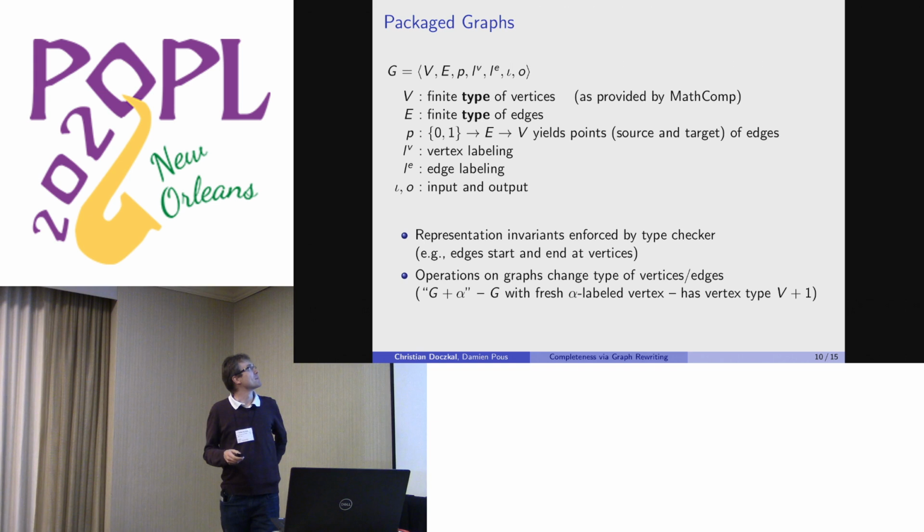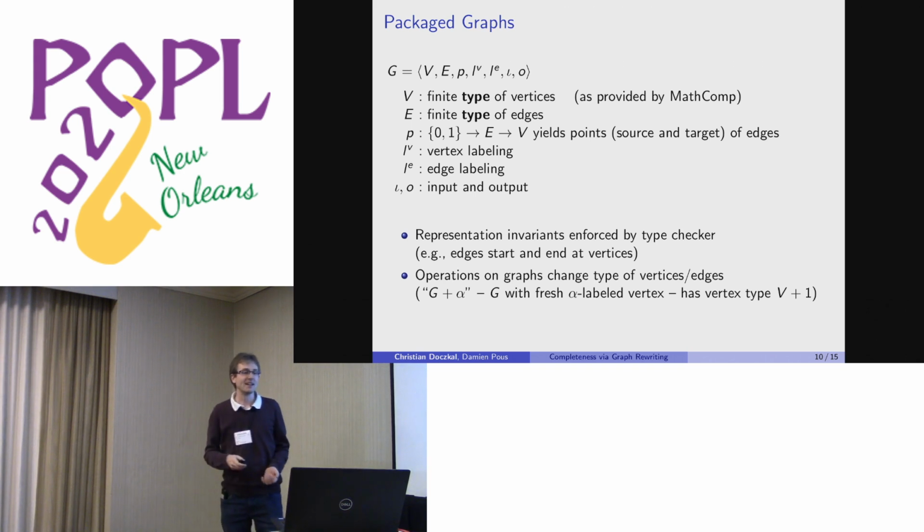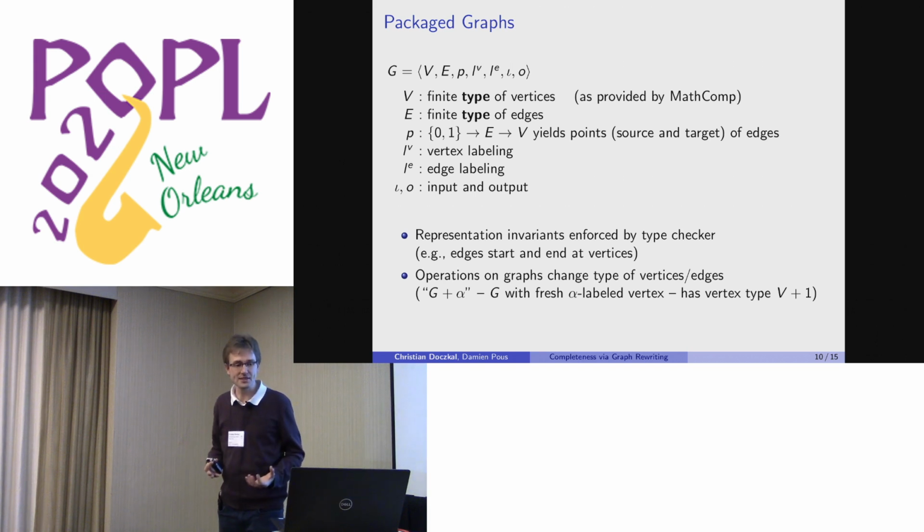And so the main representation we use is a fairly naive one, where you have the tuple here, and you have a finite type of vertices, like finite types as provided by MathComp. So we actually do build on MathComp. And you have a finite type of edges, and then you have a function giving for every edge its endpoints, so its source and its target. And then vertex labeling, and so on. And the nice thing about this representation is that the representation invariant, such as that every edge starts and ends at a vertex, is actually enforced by type checking.